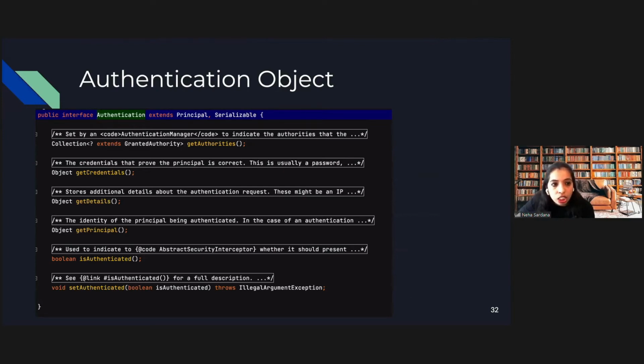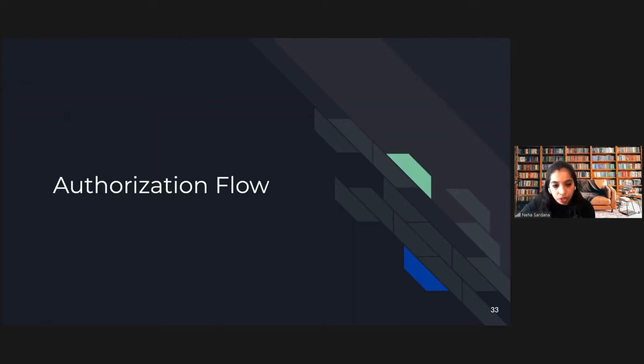The authentication object looks something like this. It has getAuthorities, getCredentials, getDetails. You can also probably get some IP address details here. You can get the principal here, which is the main person, the authenticated user. And it will tell you if it's an authenticated request or not, because that Boolean will be set to true once the authentication is done and it's stored.